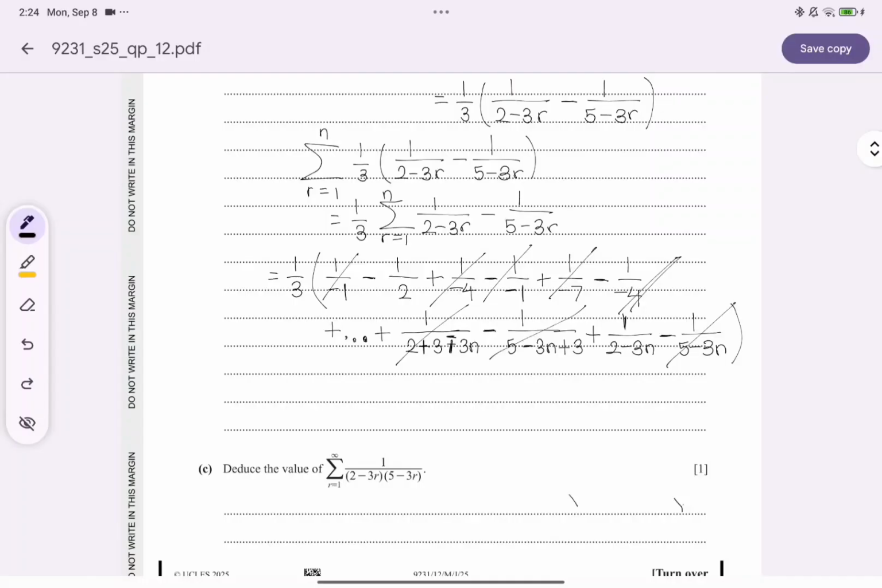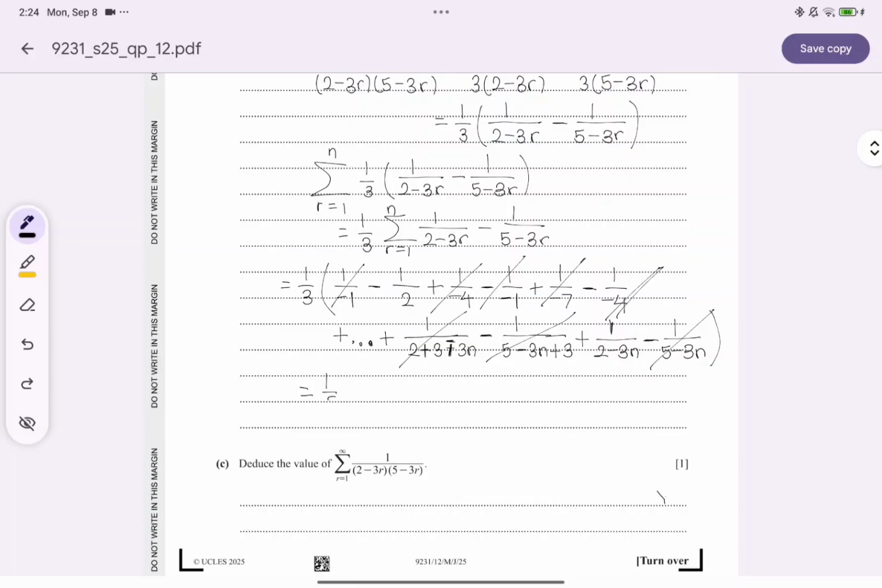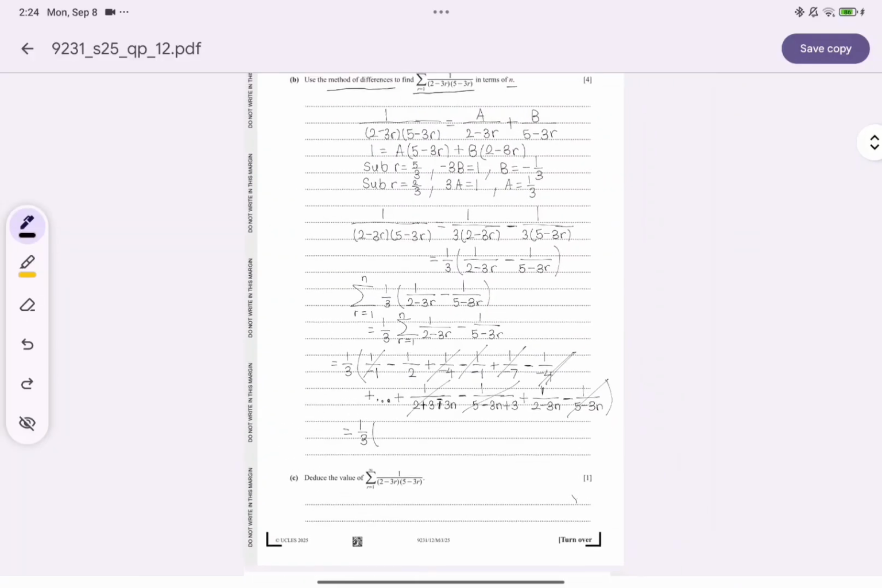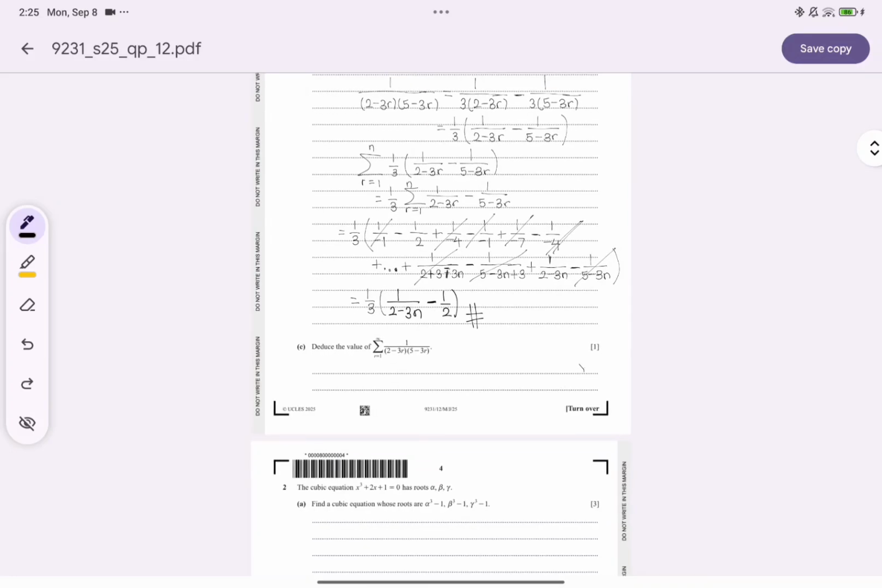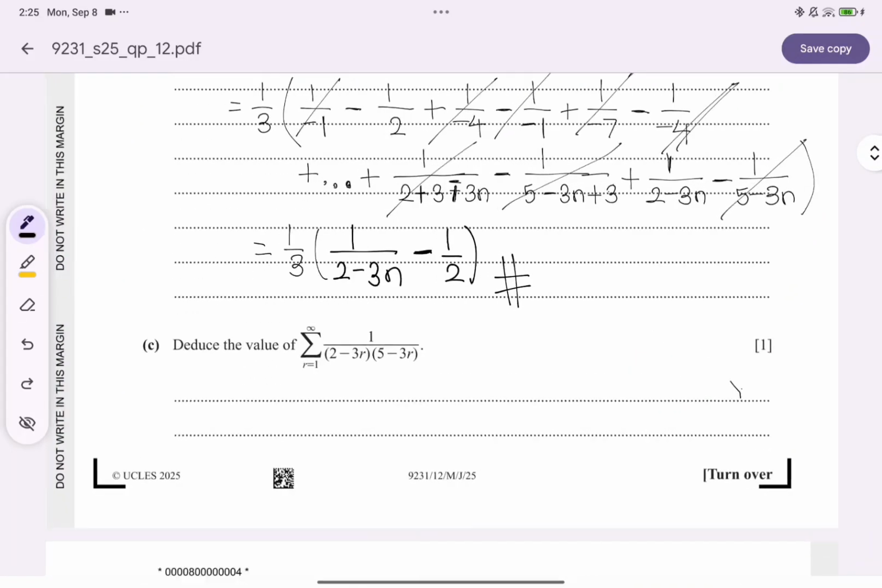So, and hence, our final answer is 1/3 times 1 over 2 minus 3n minus half. So this is our final answer for this question. Let's head on to the last part.